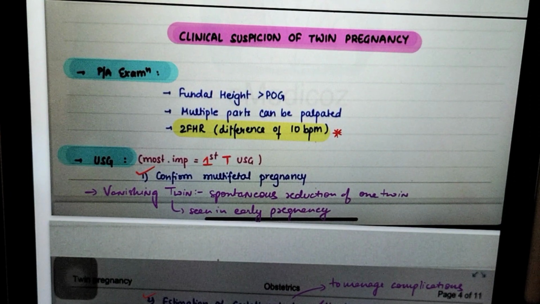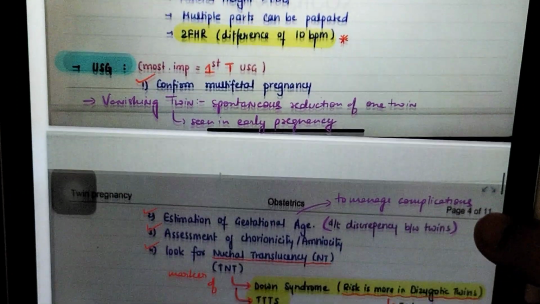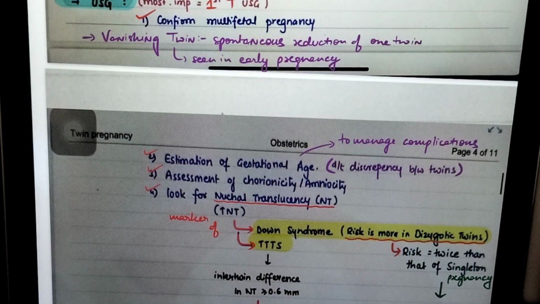Ultrasound, most important is the first trimester ultrasound. Ultrasound confirms multifetal pregnancy. Now, there is a term called vanishing twin, in which there is spontaneous reduction of one twin and it is seen in early pregnancy. On ultrasound, we can also do estimation of gestational age to manage the complications, and this occurs due to discrepancy between the twins. We can do the assessment of chorionicity or amnionicity.